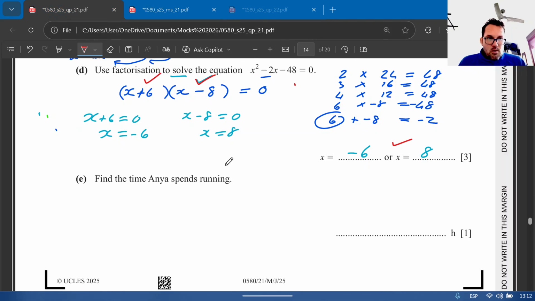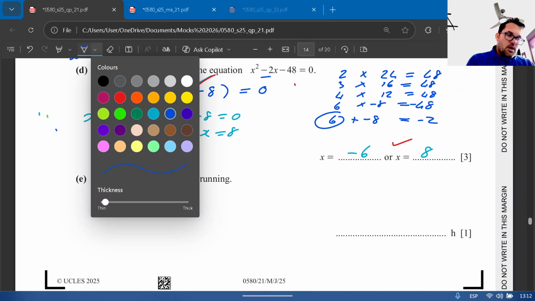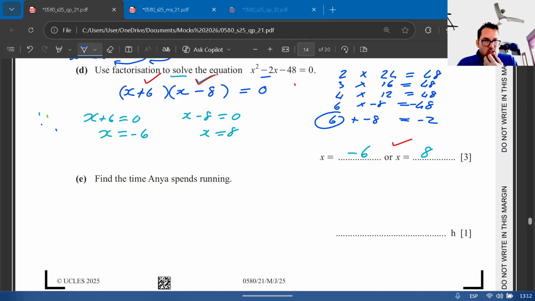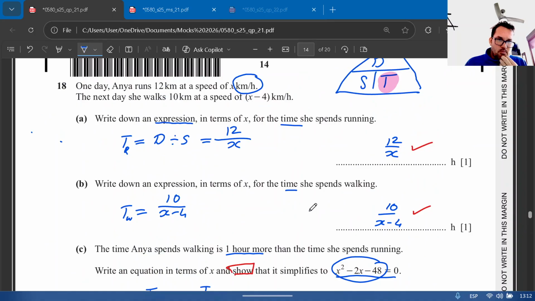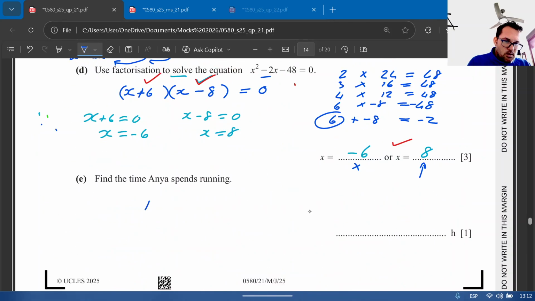So what is the time Anya spends running? Since we haven't invented the time machine yet, the time cannot be negative. So x must be 8. So the time she spent running was 12 over 8. Remember, time running was 12 over x. We just said x cannot be minus 2 hours running, so it must be 12 over 8. So 12 eighths of an hour.